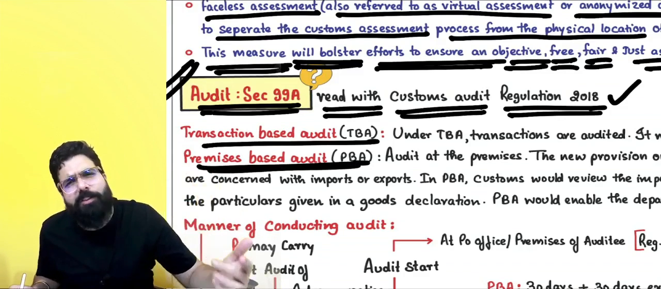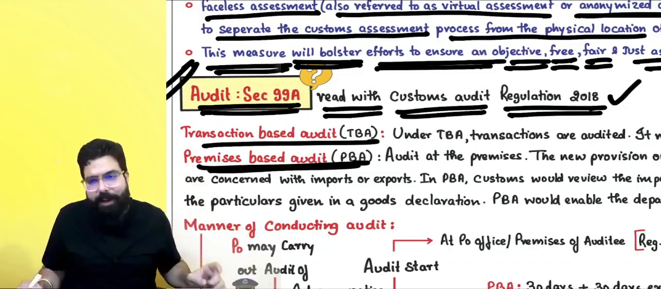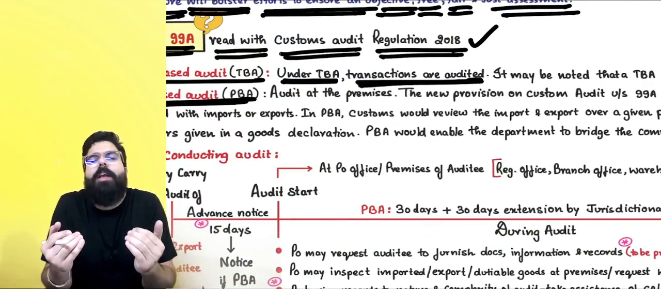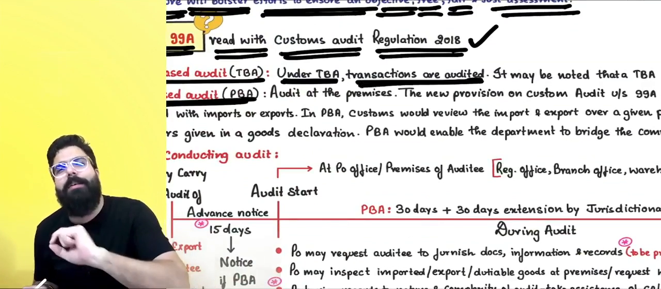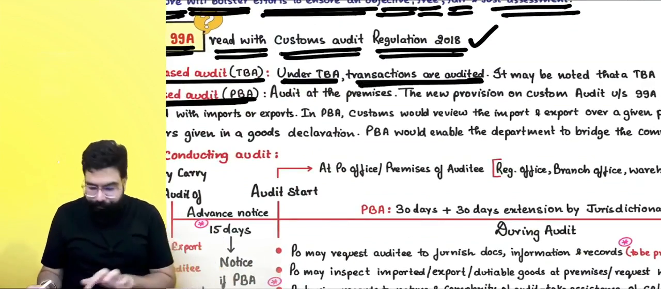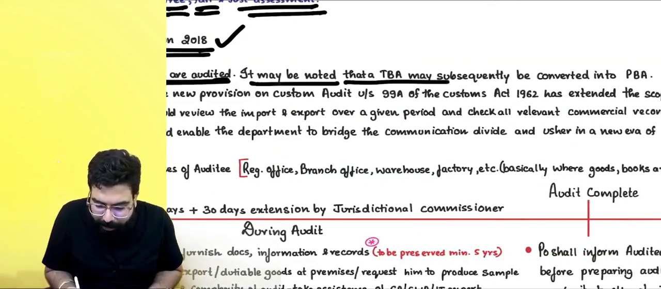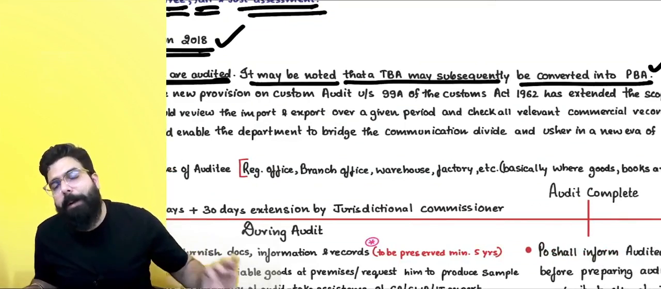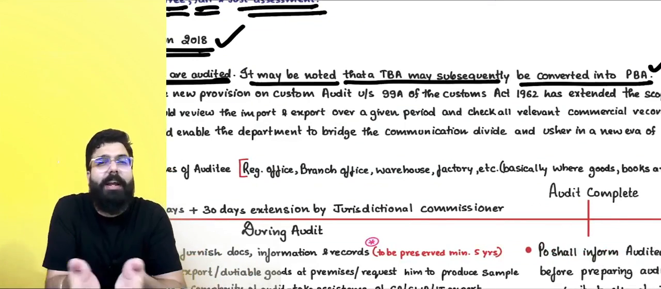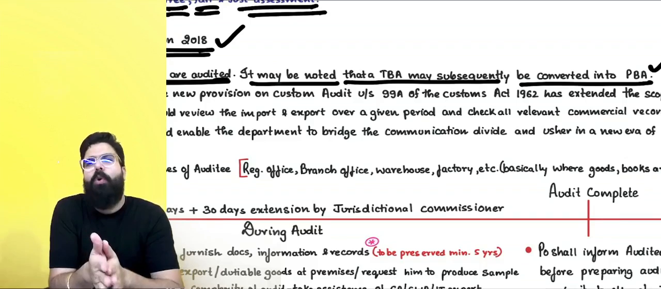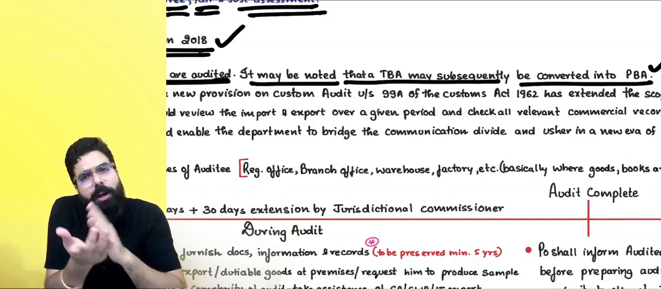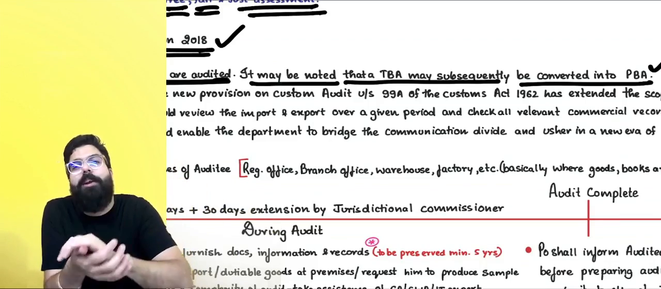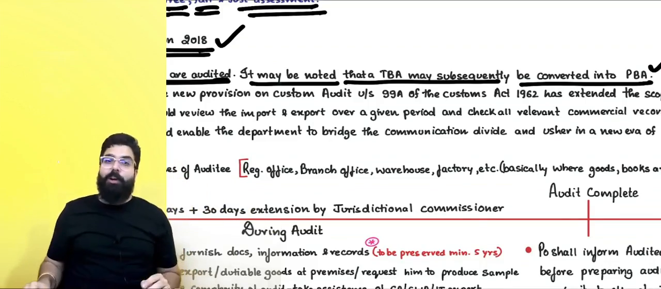What is transaction based audit? Transaction based audit basically means transactions are audited. Under this, what will happen? You will have to take your books of account to the department and they will audit the transactions which are there. It may be noted that a transaction-based audit may subsequently be converted into premises-based audit. Basically, you went over there and the officer feels that he should go ahead and see your goods which you have imported or which you export. Then transaction audit can become premises-based audit also.